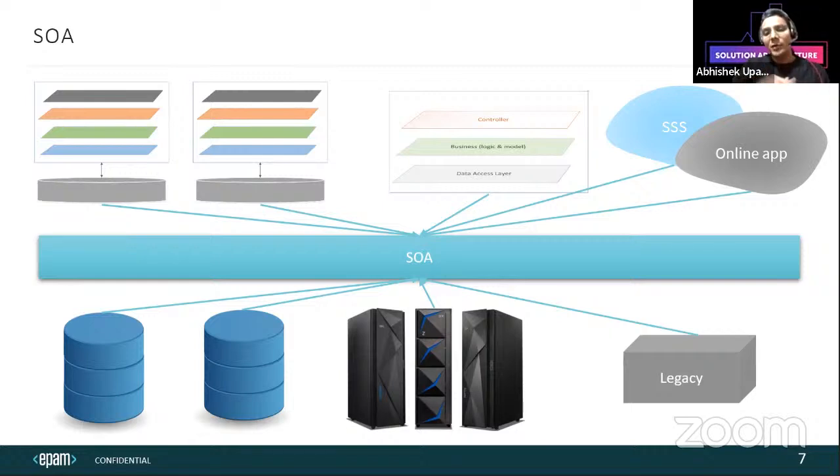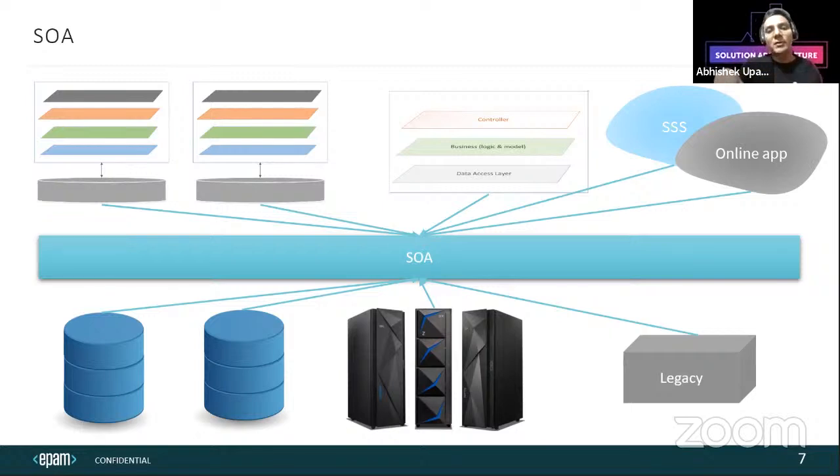The SOA layer was providing a standardized interface with a standard request-response format, mostly in XML. The interface was also very well defined using descriptor languages. And these services were reusable services.